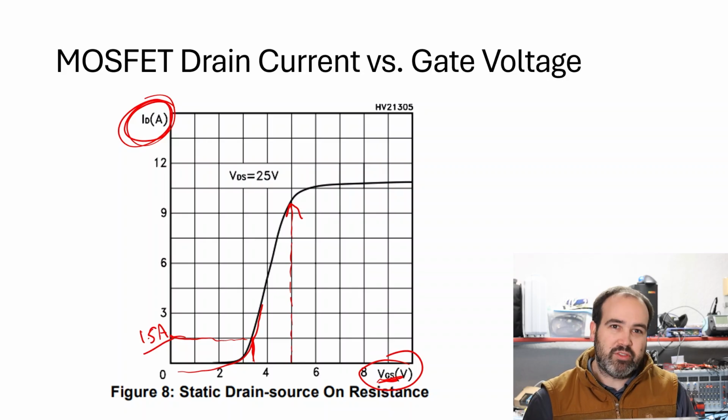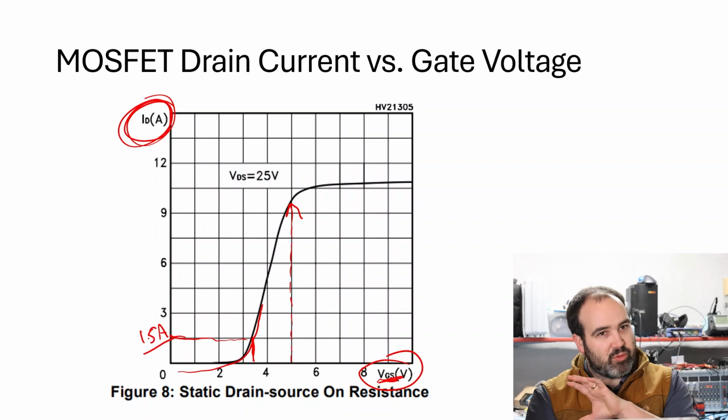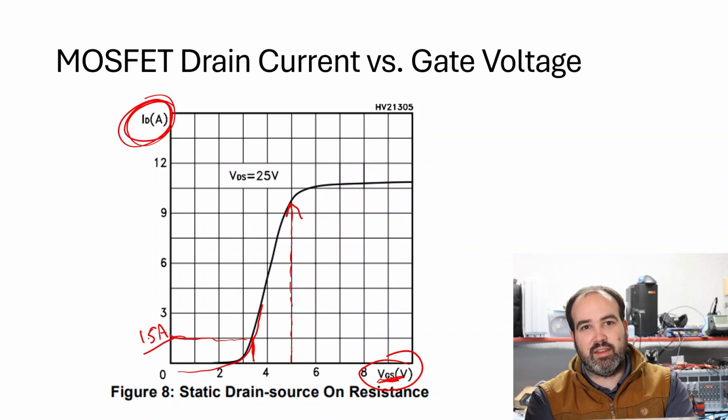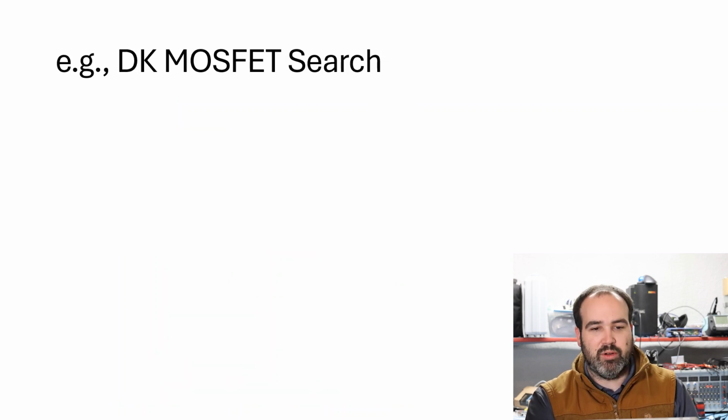So when you're looking for parts, you've got to be really careful with what the VGS drive is, because you might have a part that would work totally fine if you could drive the gate to 10 volts, which is a normal MOSFET drive level, but if you're driving it at 3.3 volts, it's not going to work. So let's switch to Digikey now and look at a little MOSFET search.